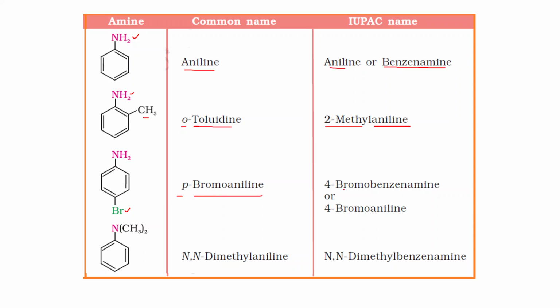And in the IUPAC name, this is 4-bromobenzenamine or 4-bromoaniline. Now this is a mixed amine. This nitrogen contains 3 groups, 2 CH3 and 1 benzene ring. That's why this is N,N-dimethylaniline. Okay, and this is N,N-dimethylbenzenamine.